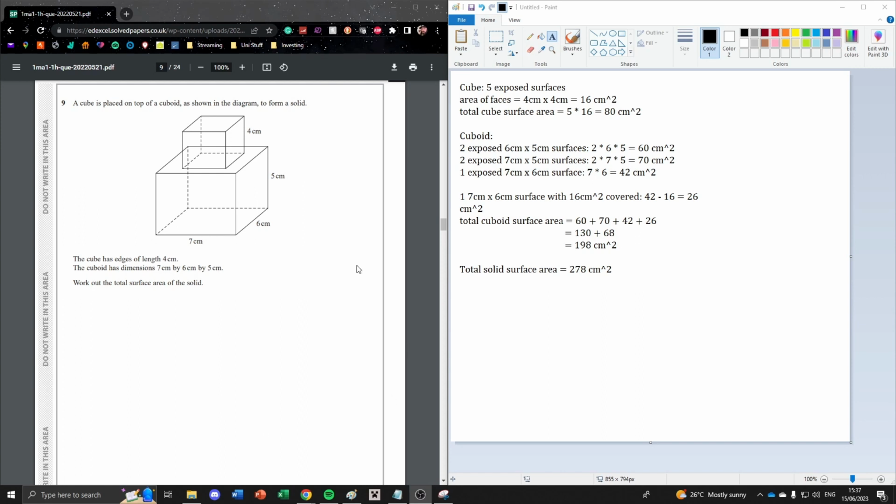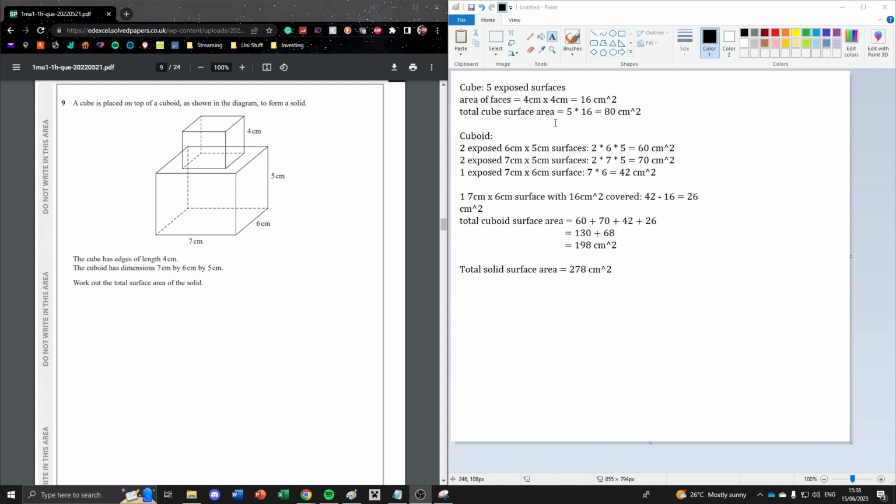So first, looking at the cube, we have 5 completely exposed faces and 1 completely covered surface. So the area of each face is obviously 4 times 4 centimeters. This gives us 16 centimeters squared, and we have 5 of those exposed faces.